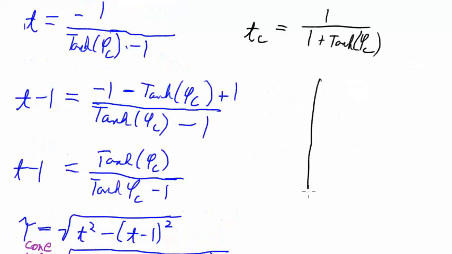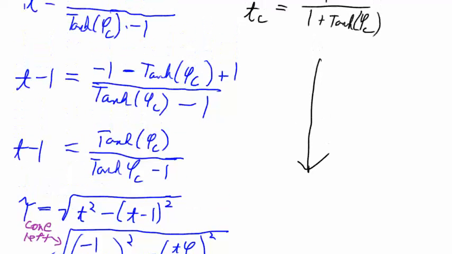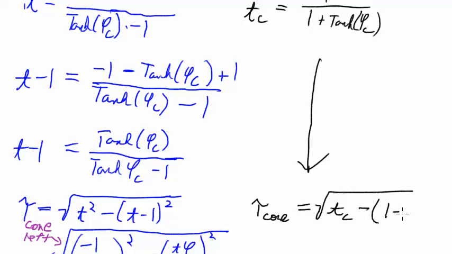And then I'm not going to bother calculating t minus 1, but I'm going to let Mathematica take care of that. But we'll have tau of the cone will be square root of t of the cone minus 1 minus t of the cone squared. So this is on the right.